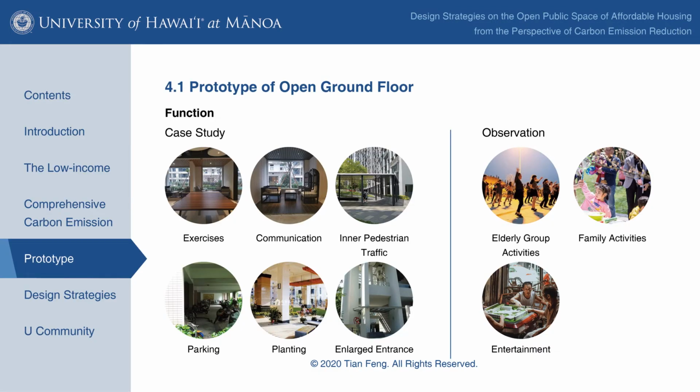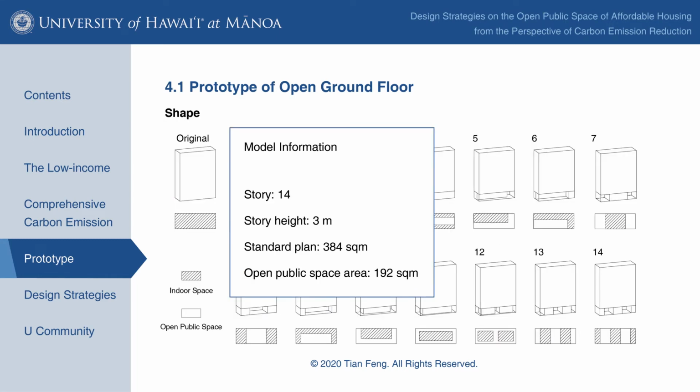Let's start with open ground floor. I did the function analysis at first to see what kind of activities this space can hold. These functions are conducted from case studies and also my own observations. To calculate and compare carbon emission change of different prototypes, I set a model to control variables. It's a 14-story building with a story height of 3 meters, a standard building plan of 12 meters multiplied by 32 meters. The open ground floor is 2 floors height and takes an area of 1/3 of the standard plan.